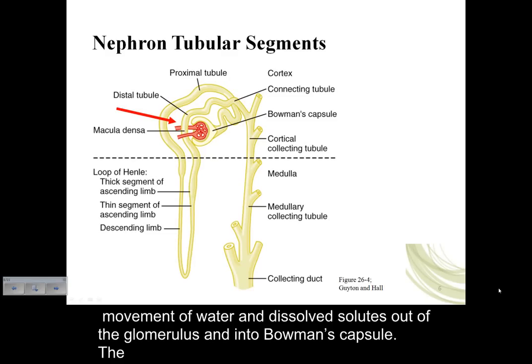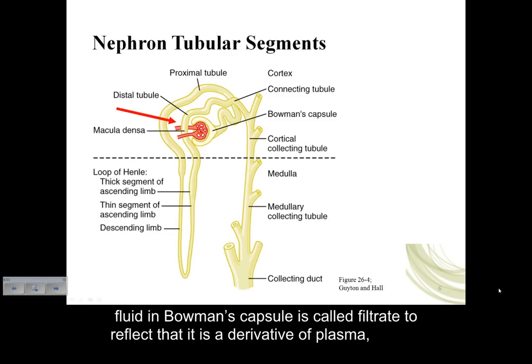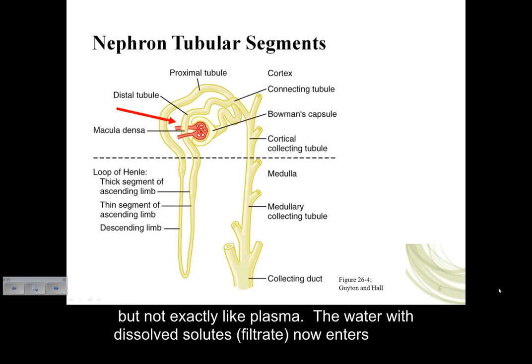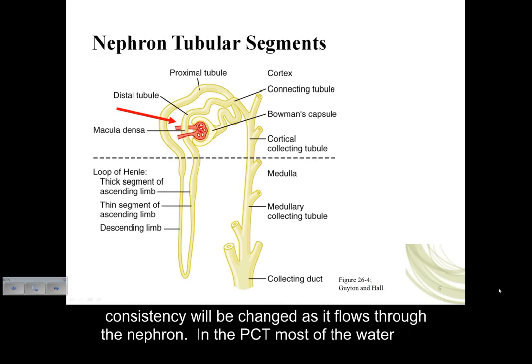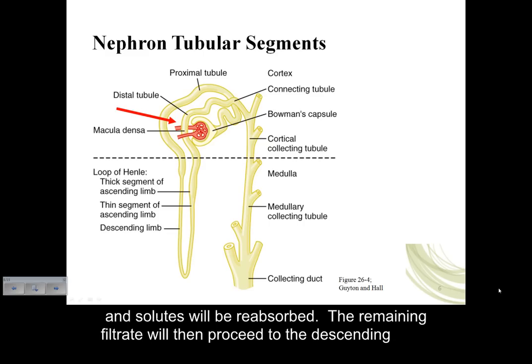The fluid in Bowman's capsule is called filtrate to reflect that it is a derivative of plasma, but not exactly like plasma. The water with dissolved solutes, or filtrate, now enters the proximal convoluted tubule. The filtrate in the PCT is most like plasma, but its consistency will be changed as it flows through the nephron. In the PCT, most of the water and solutes will be reabsorbed.